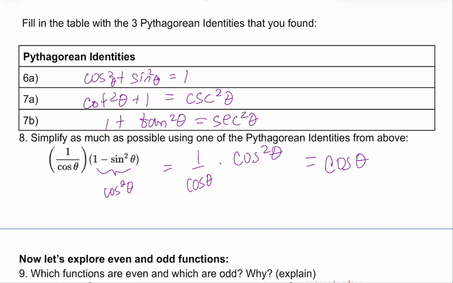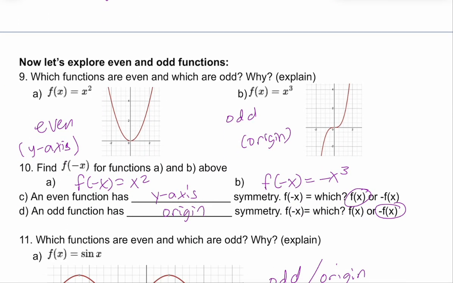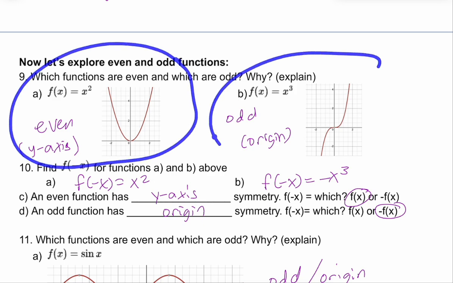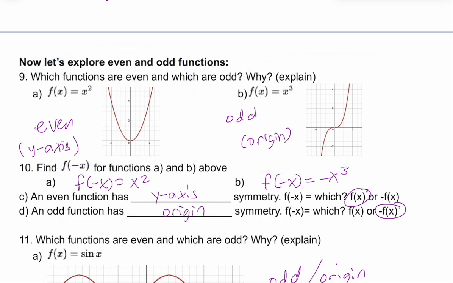Let's talk about even and odd. We had done even and odd functions back in college algebra in the first semester, our pre-calc stuff. An even function has y-axis symmetry. An odd function has origin symmetry, just like our parabola and our cube function. Algebraically, if you stick in negative x for an even function, it should go right back to its original form. If you stick in negative x to an odd function, it should be the opposite of its original form.